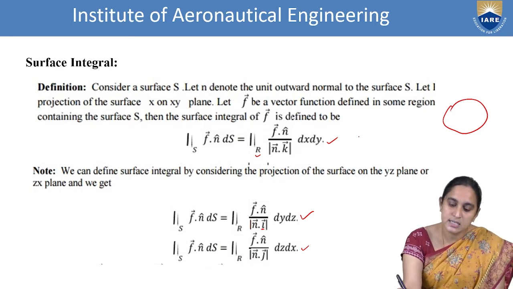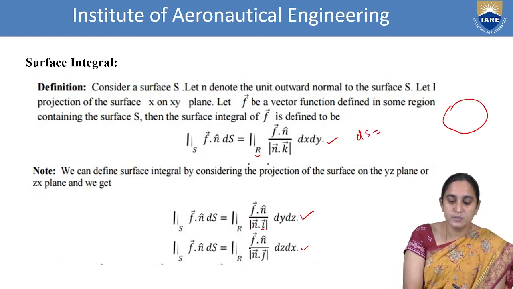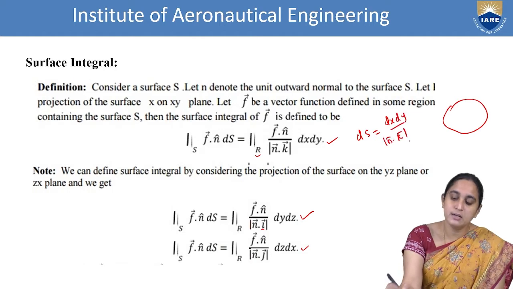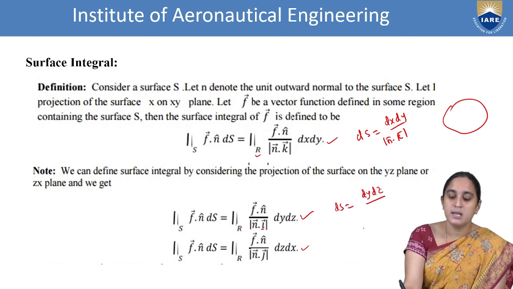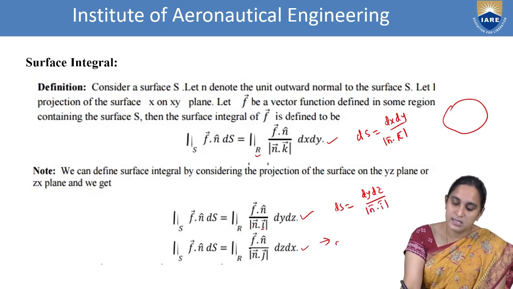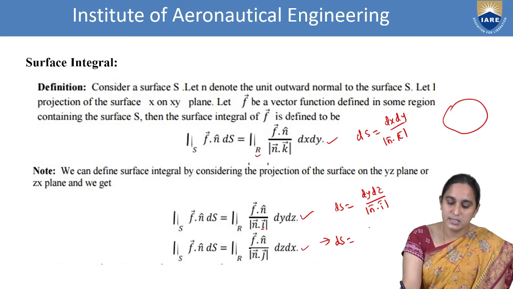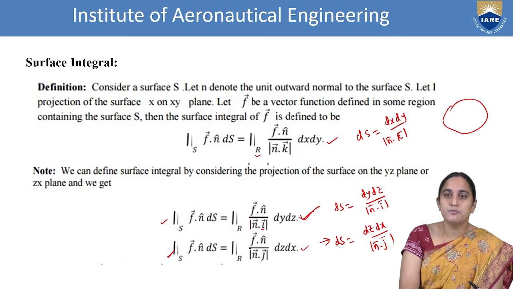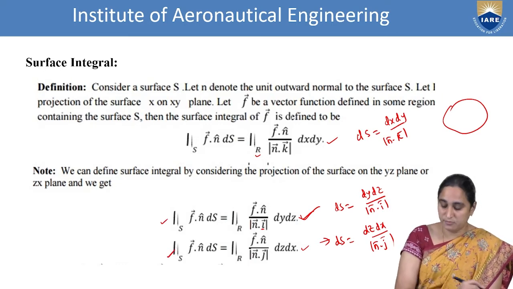In all those cases, what is ds? Here ds means dx dy by modulus of n bar dot k bar. Next, ds means dy dz by modulus of n bar dot i bar. In this case, ds is dz dx by modulus of n bar dot j bar. These are the three very important formulas on surface integral.